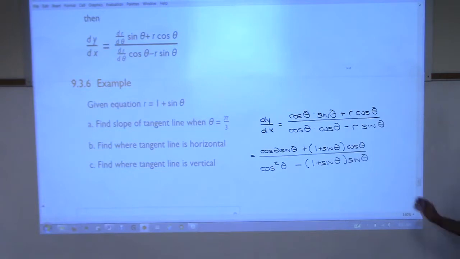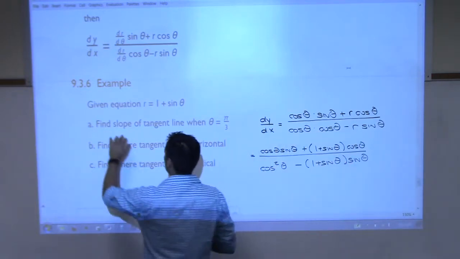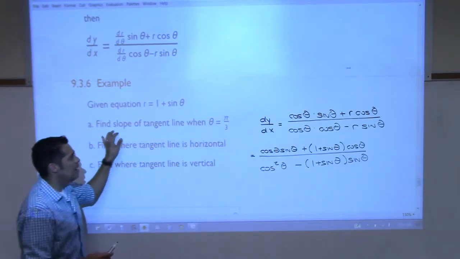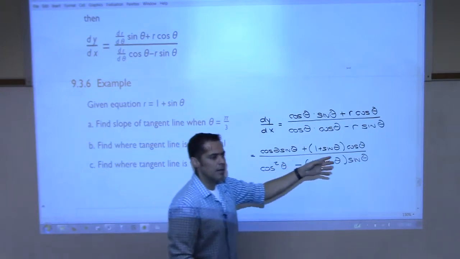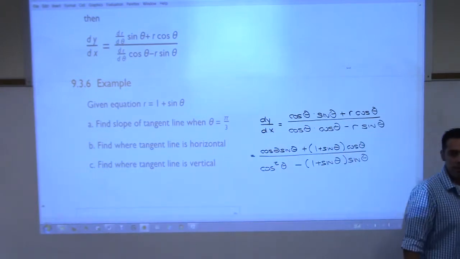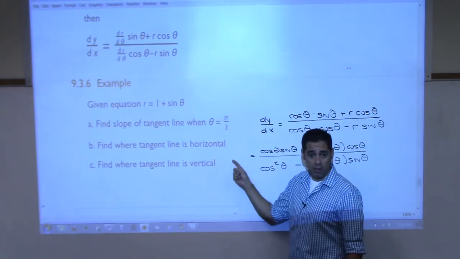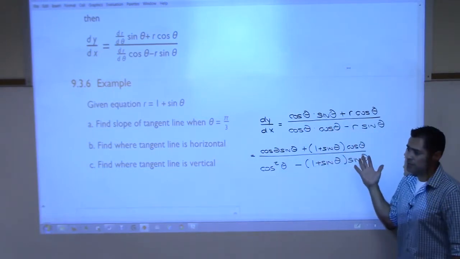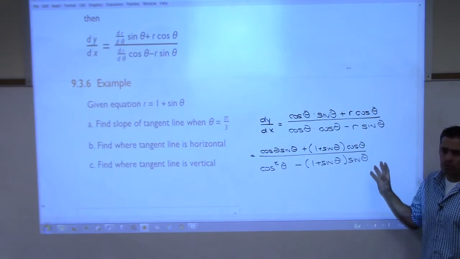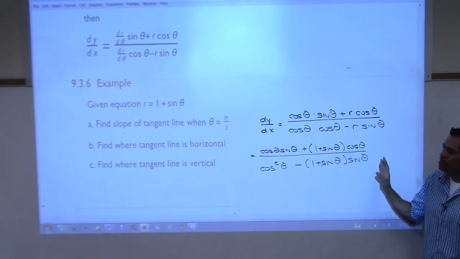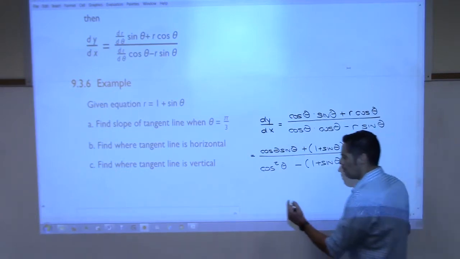Now, if all I was being asked was part A, I would just plug pi over 3 in for everything here and I'd get my answer. But the problem is part B and C want to know when this tangent line is horizontal and vertical, which means I have to set this equal to 0, right? So I'm going to need to do a little more work at some point. But let's start with part A.